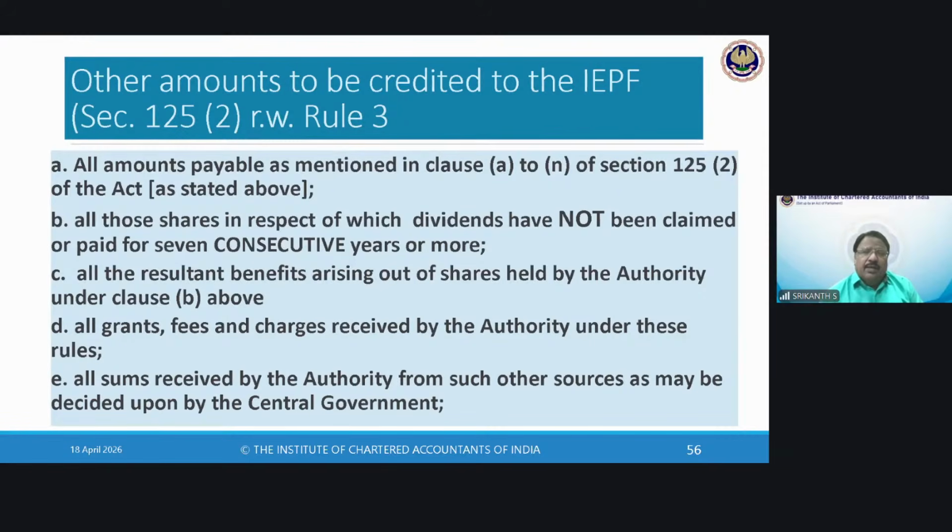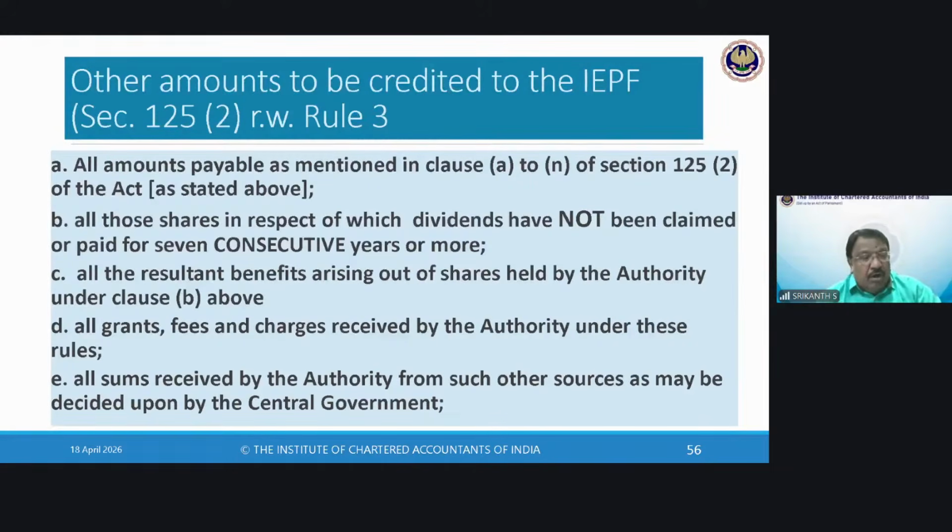Subsequently, all the resultant benefits arising out of shares held by the authority under Clause B above, including bonus. Suppose shares are transferred. Thereafter, bonus issues are made. Those bonus shares also will go there only. All that will go there. All grants, fees, and charges received by the authority under these rules. All sums received by the authority from such other sources as may be decided upon by the central government. More of an open clause to cover any other items that the central government may decide.